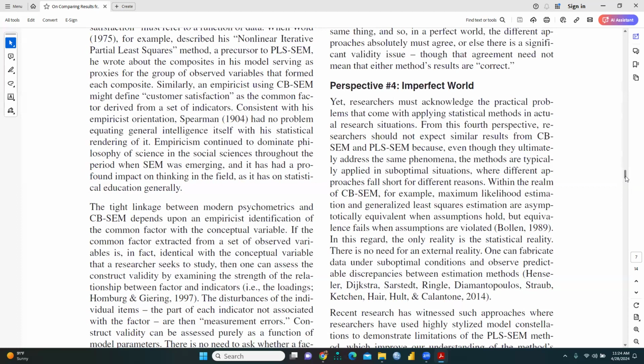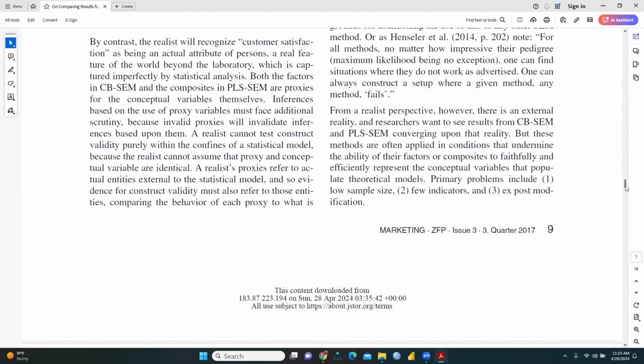Here, similar results from CVSEM and PLS-SEM are not expected because, even though they ultimately address the same phenomena, the methods are typically applied in situations where different approaches fall short for different reasons. Within the realm of CVSEM, for example, maximum likelihood estimation and generalized least squares estimation are the only reality in statistical terms. So we cannot say what kind of problem you may face.